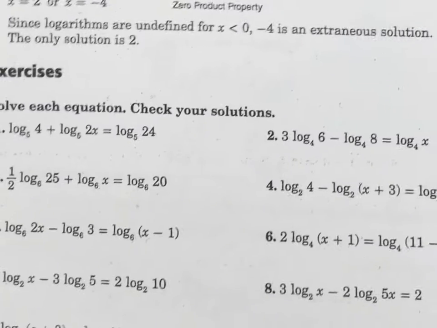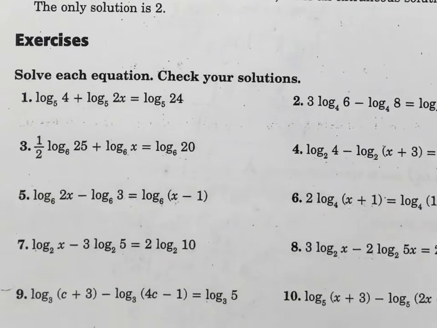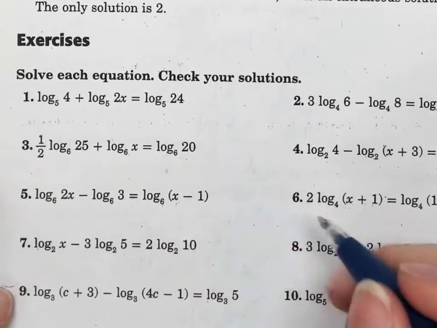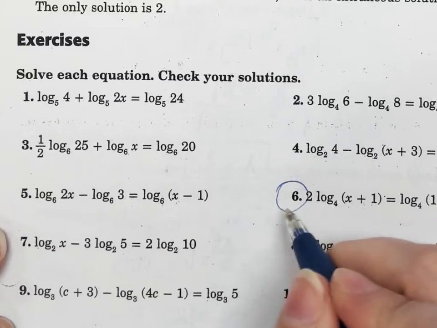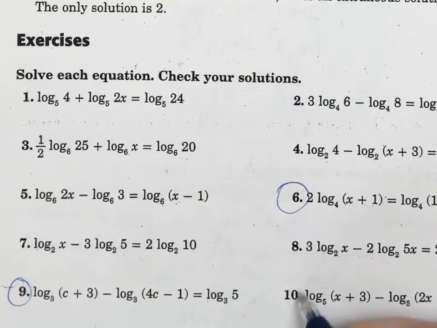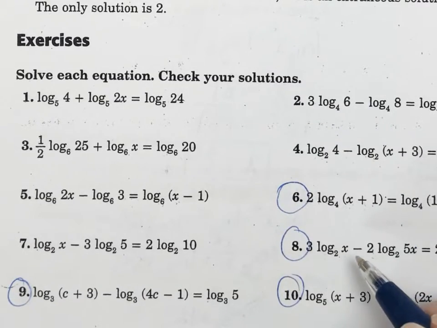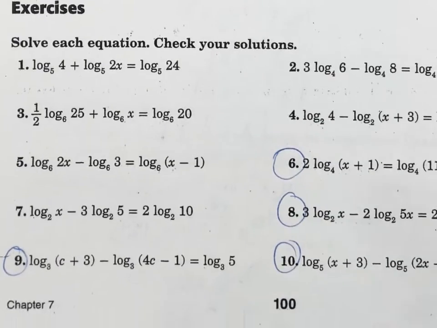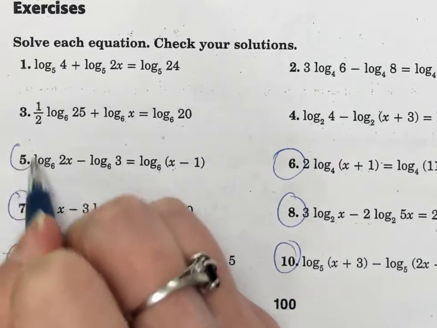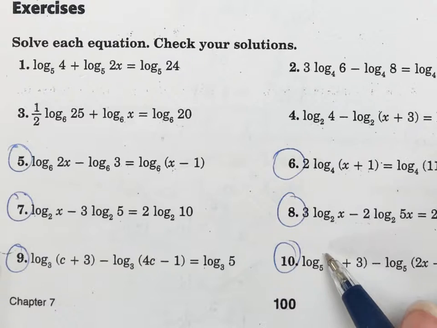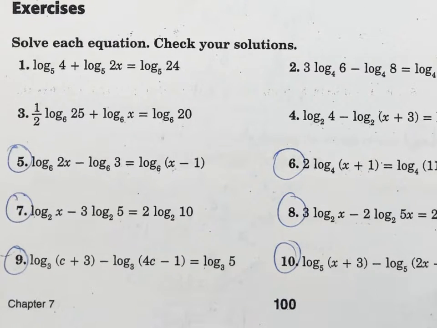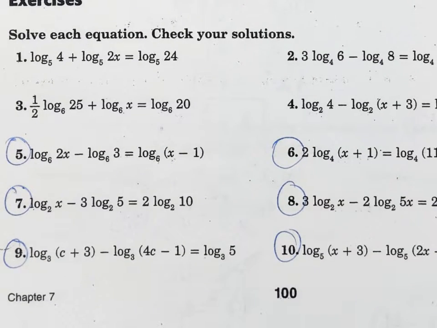All right. Which ones do I need to go over? 6, somebody said? Okay. 9 and 10? 8? 7? 5? 10. Got it? Already got it. Last call.